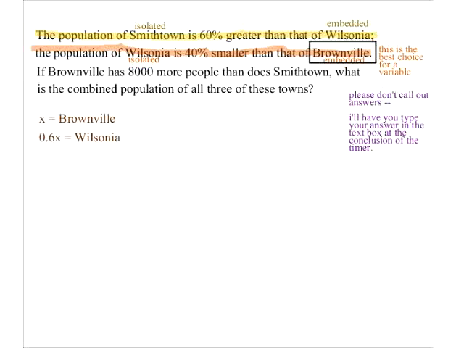If you have trouble with that, you can look at our FDP guide. So then how do you do Smithtown? Notice it's not 1.6x, because Smithtown's not 60% bigger than Brownville. Smithtown is 60% greater than Wilsonia. So it's actually 1.6 times Wilsonia. So that is 1.6 times 0.6x, so this is 0.96x.